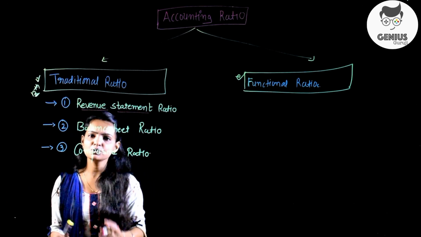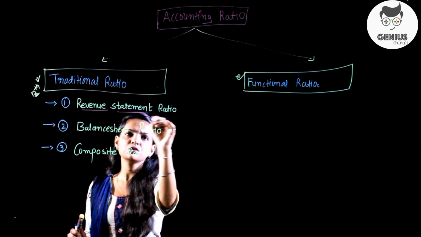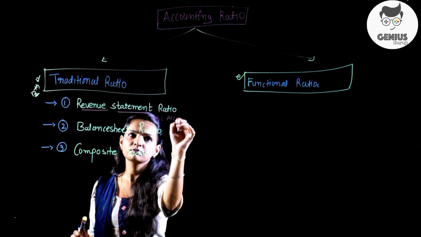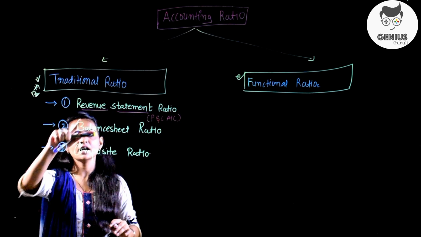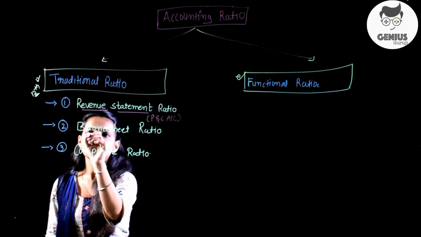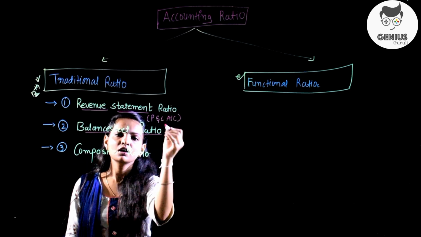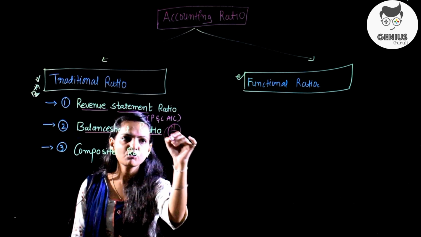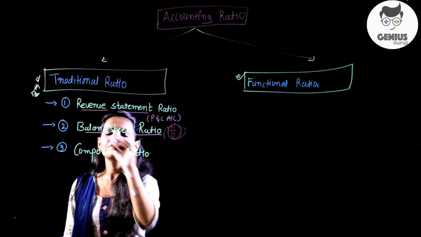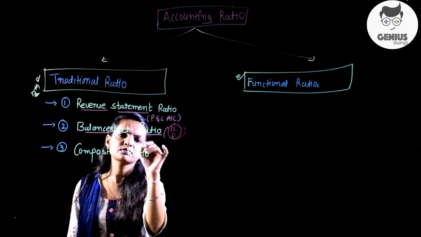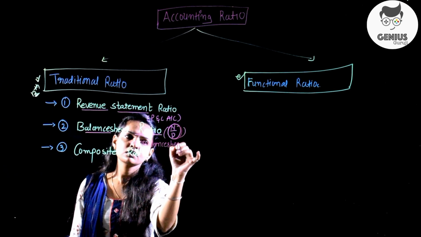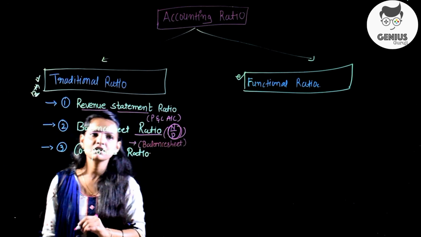Now, in these three, the first is revenue statement. When you are using the data from the revenue statement, or you can say P&L account, your ratio is known as revenue statement ratio. When your numerator or denominator information is of the balance sheet, that's known as balance sheet ratio.